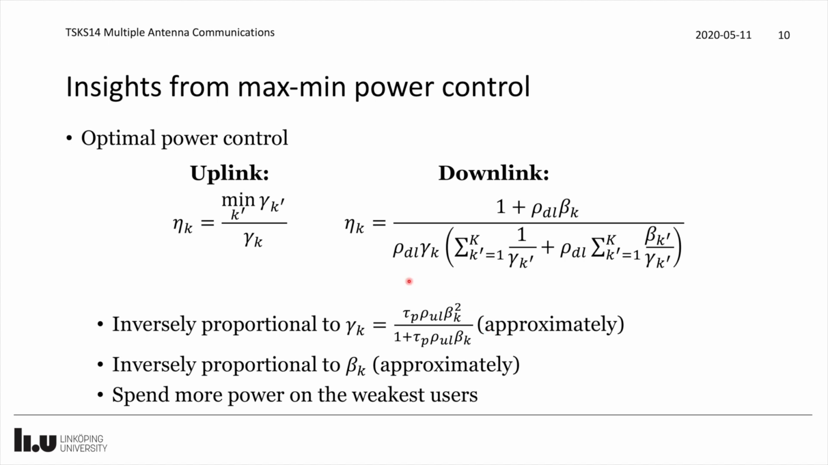And gamma k had this expression, and gamma k was the estimation quality. And if we have a relatively good signal to noise ratio during our channel estimation, so that tau p rho uplink beta k is much larger than 1, well, in that case we can neglect this 1 here, and we see that everything is cancelling out except the beta k. So then doing power control inversely proportional to gamma k is approximately the same thing as doing power control inversely proportional to beta k, the large scale fading coefficient. And in general, this all means that we spend more power on the weakest users than on those that are in the center of the cell.